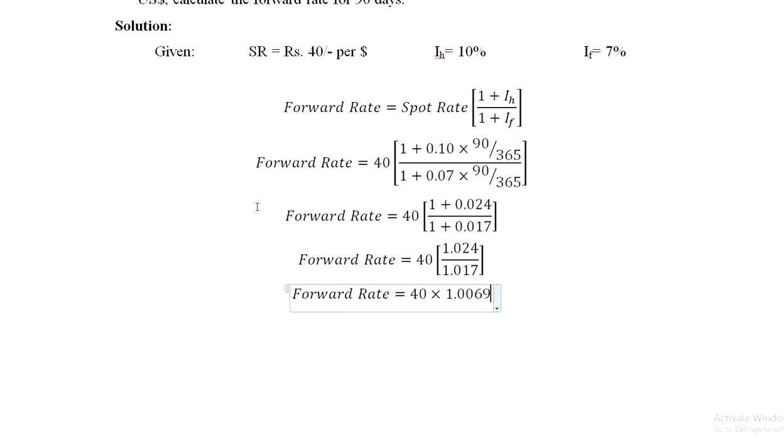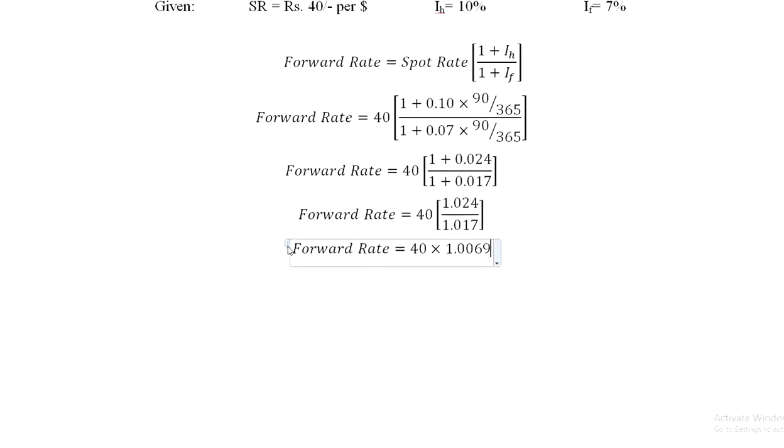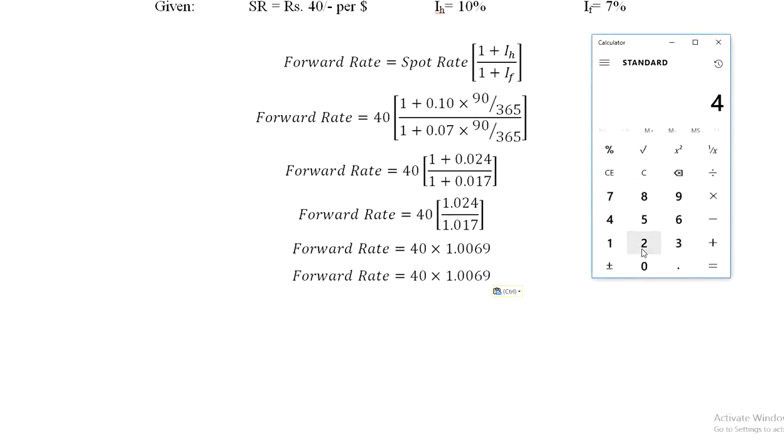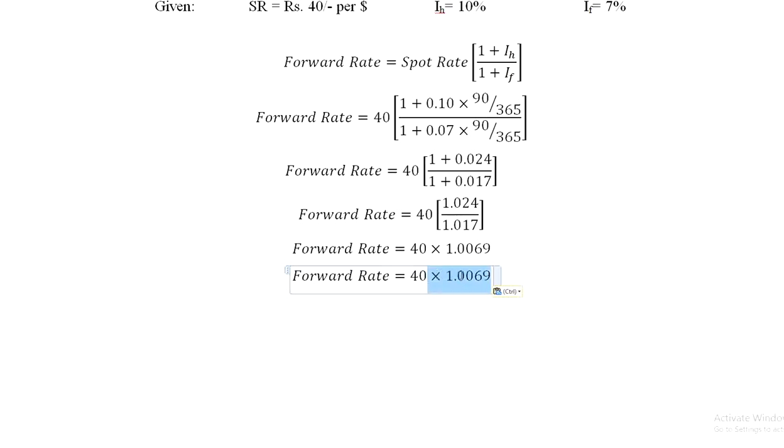So in the next step, you have to multiply this. 40 into 1.0069 equals 40.276. So this is the answer.